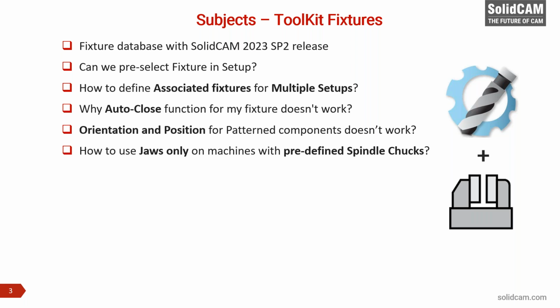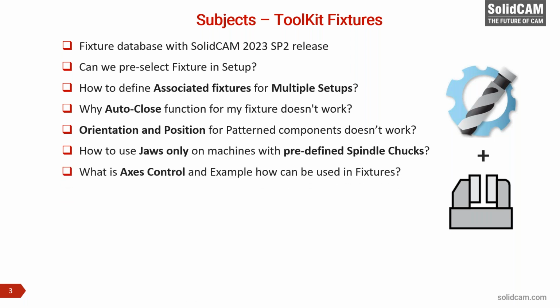How to use the jaws only for machines that have predefined spindle chucks. Many times, in previous versions, at the time when we didn't have ToolKit and the fixtures inside it, it was pretty common that a particular customer, as you may know, already had the chuck spindle embedded into a machine, as this is something that you always use. And now you just want to modify it to add the jaws inside of it. So you don't want to insert a complete chuck. So how to manage this?